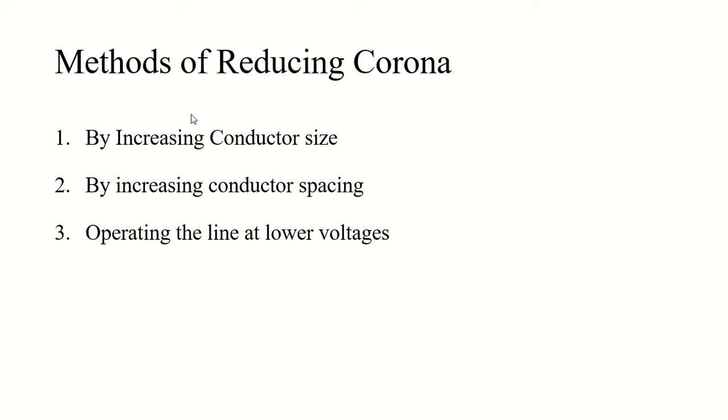Another point I can think of is the operating voltage. If I operate my line at lower voltages, then there will be fewer chances of occurrence of corona, because we saw earlier that the higher the voltage, the higher the chances of corona. So by operating the system at lower line voltages, we can reduce the chances of occurrence of corona.